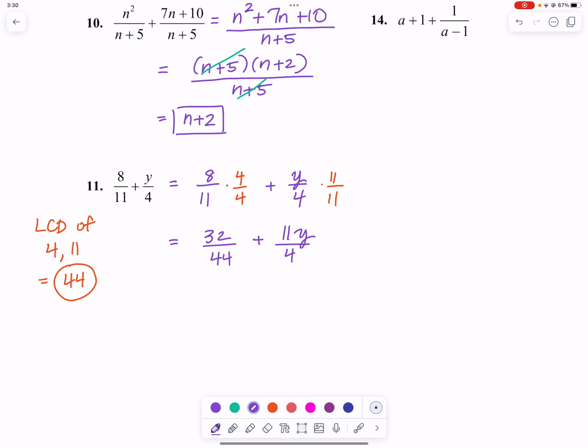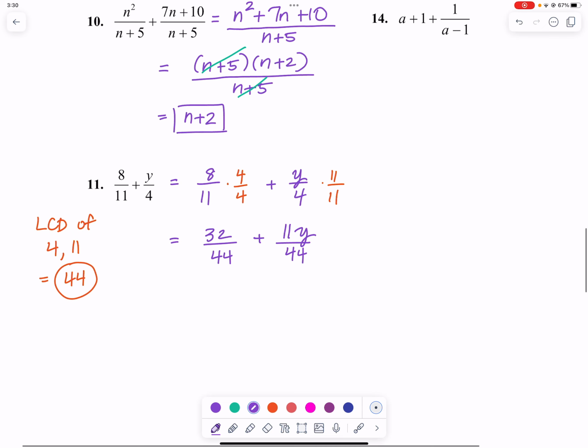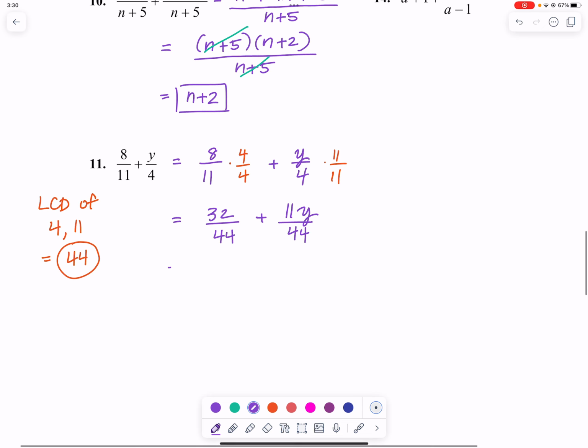So multiplying the numerators and the denominators together, as you can see, our denominators are now the same. So we have 32 plus 11y all over 44.